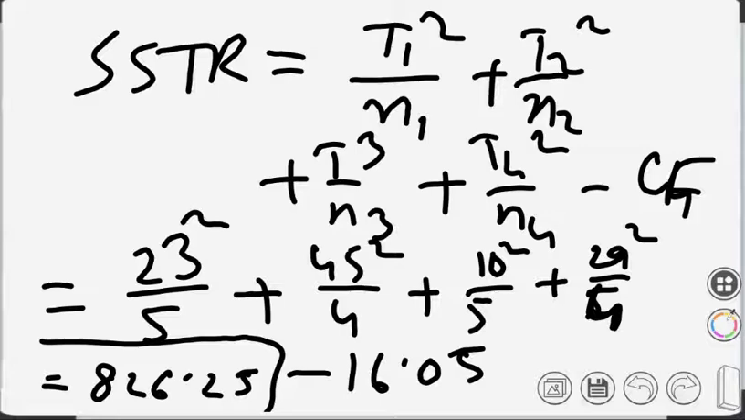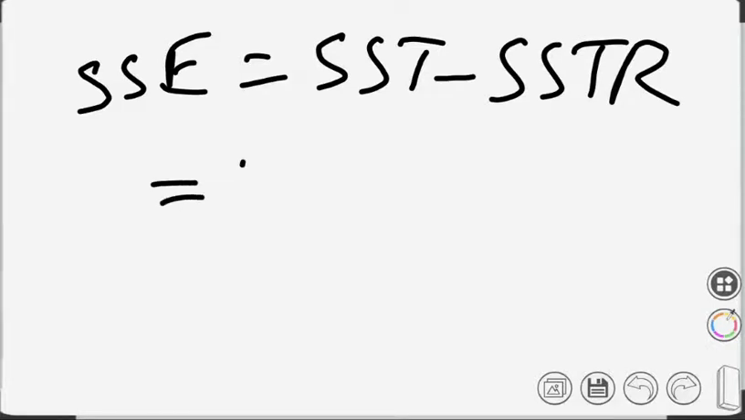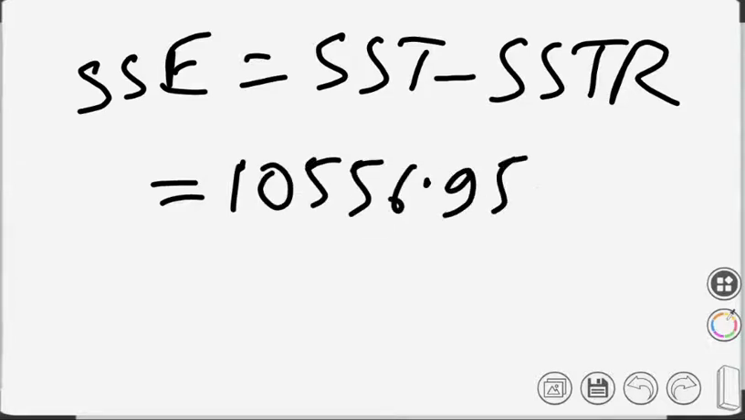Got it? So we will write down whatever we have got. Another formula is SSE. SSE is SST minus SSTR. So what did we get for SST? 10556.95. Again, 10556.95 minus 826.25. What is this? What did we get for SSTR?